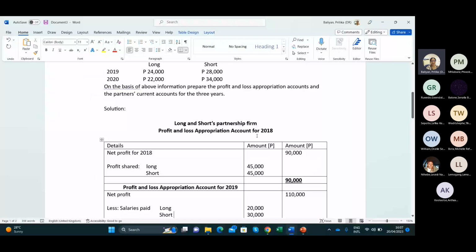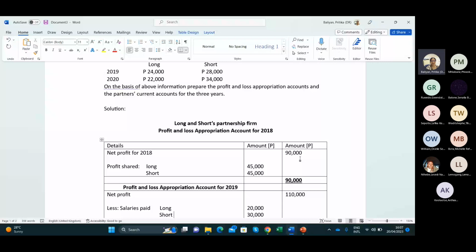This 90,000 profit will be shared equally, so both will get half of it. The profit share to Long is 45,000 and the profit share to Short is also 45,000. So 45 and 45, the total is 90.